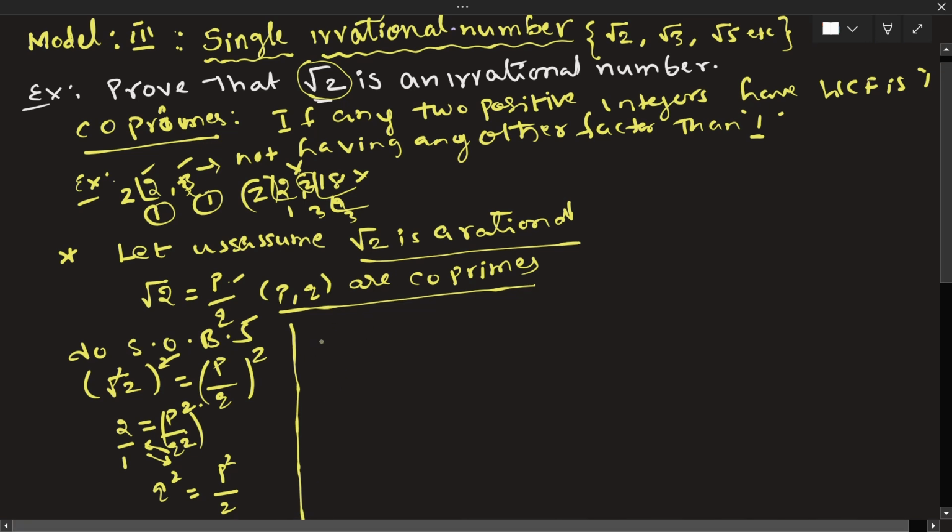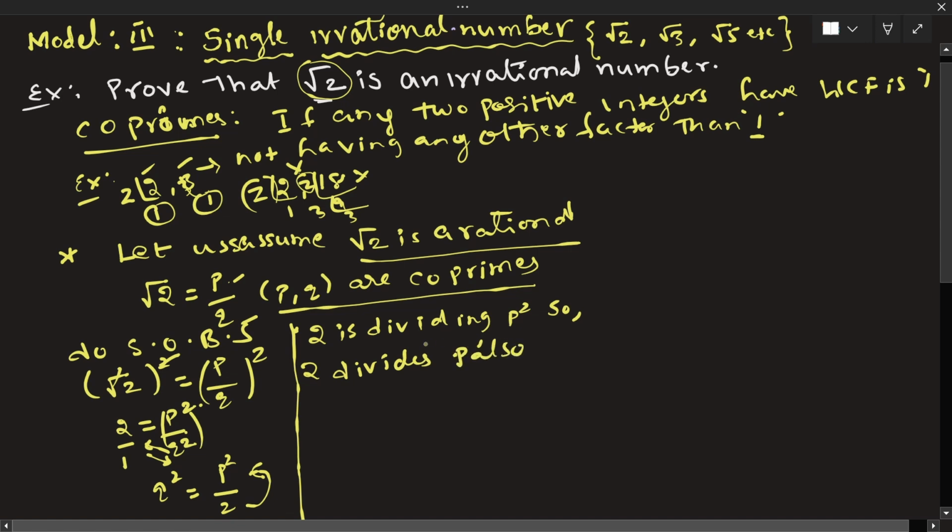Then what we observe here is that 2 is dividing p square, so 2 divides p also. For example, if p is 4, 2 divides 4 square, that means 16. Then 2 also divides 4, isn't it? Like that, 2 is dividing p square, so 2 divides p also.